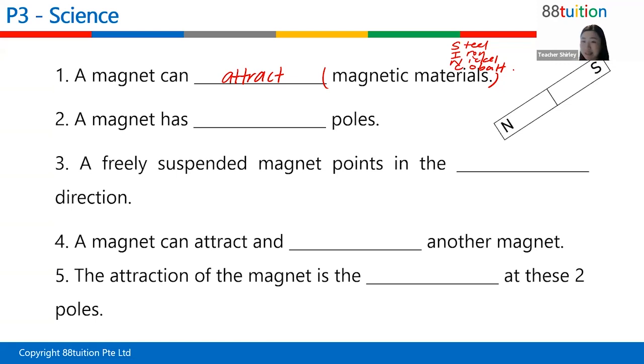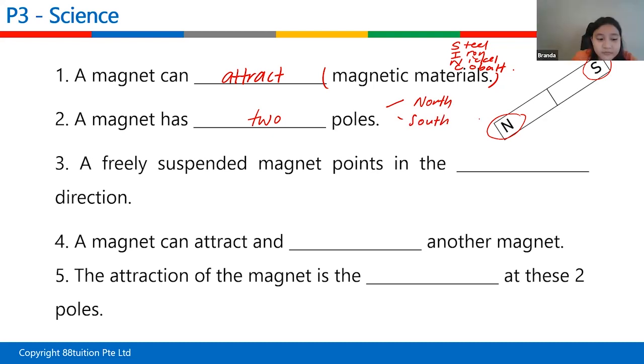How many poles does a magnet have? If you look at this bar magnet on the right-hand side, it has two poles, and they are your north and your south poles. Now, next one. A freely suspended magnet points in the what direction?